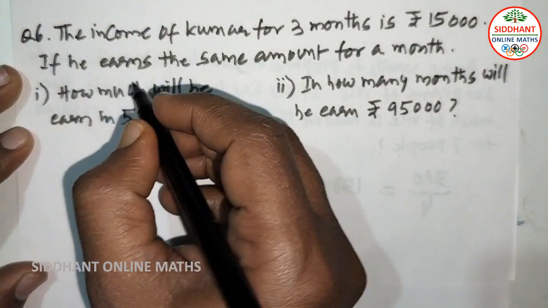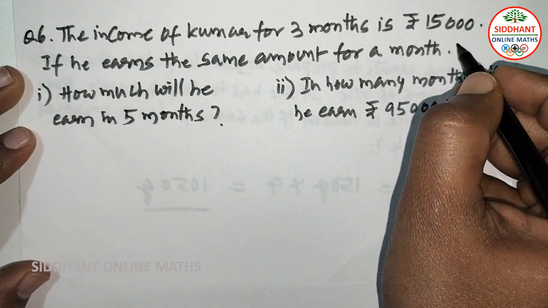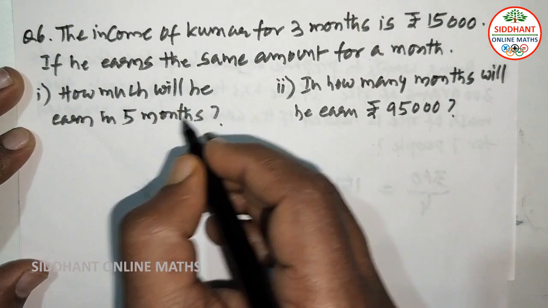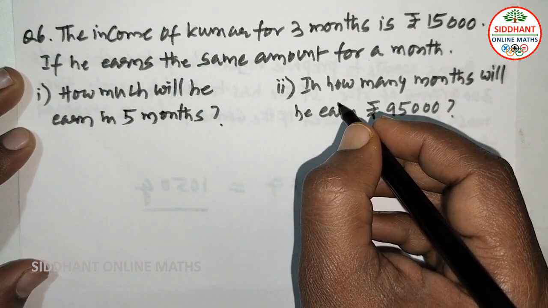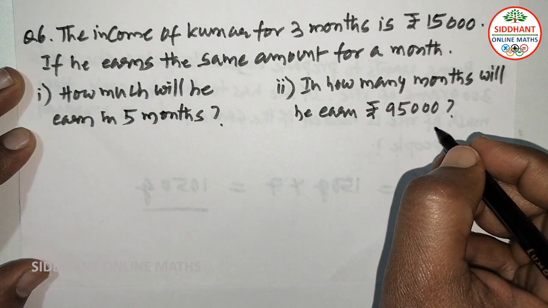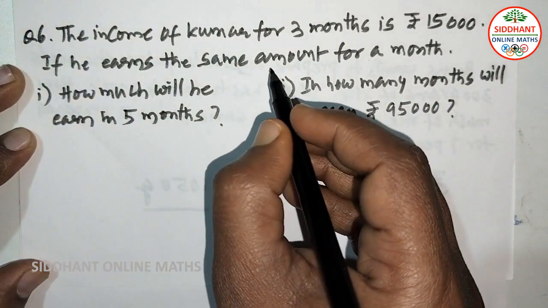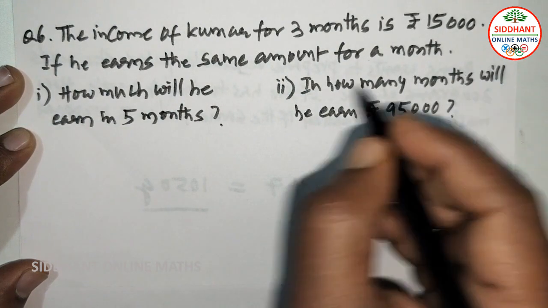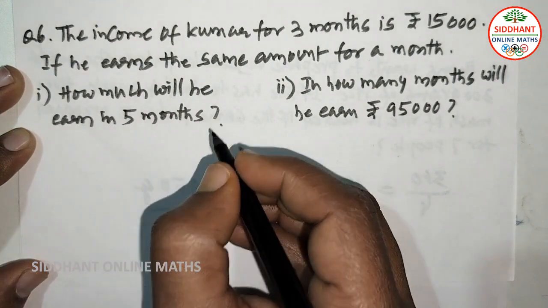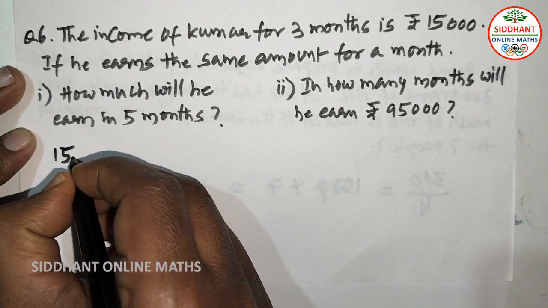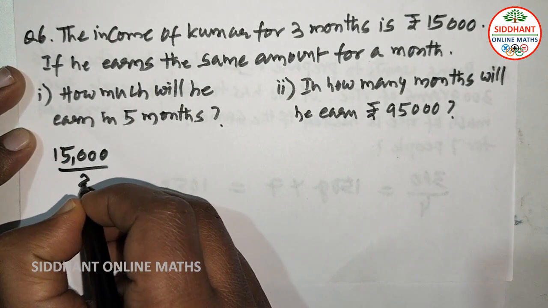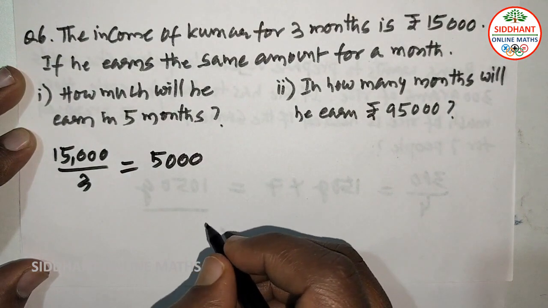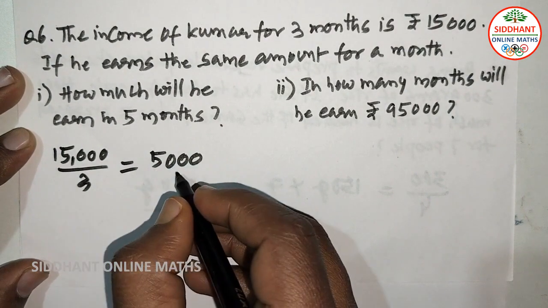Question number 6. The income of Kumar for 3 months is rupees 15,000. If he earns the same amount each month, how much will he earn in 5 months? Second, in how many months will he earn 95,000? So for 3 months he earns 15,000. Then first we are going to calculate for 1 month how much he will earn. That means 15,000 by 3, that will be 5,000. 5,000 rupees he earns.